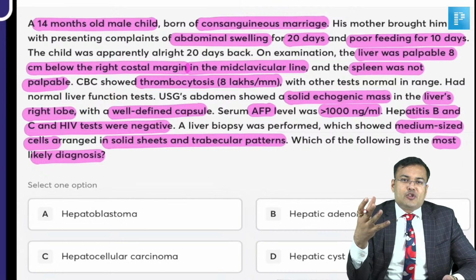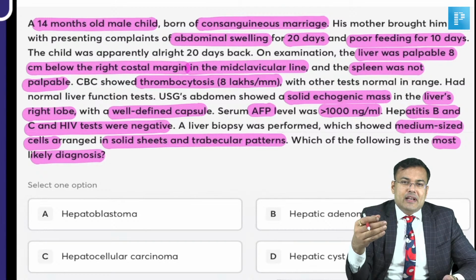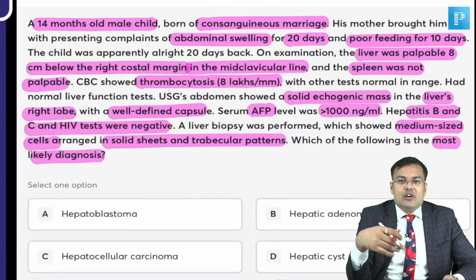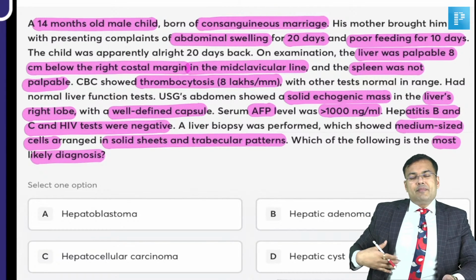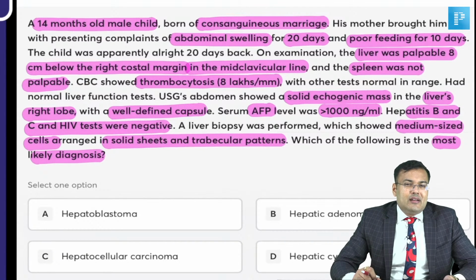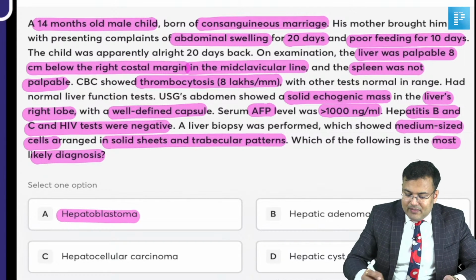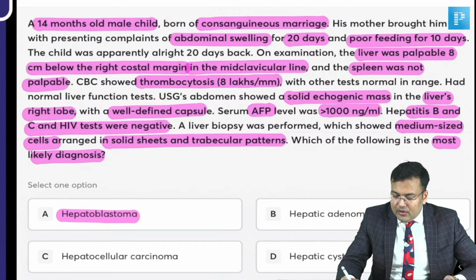And hepatoblastoma is associated with raised alpha fetoprotein. Clear? Diagnosed by biopsy. It is not associated with hepatitis B virus, hepatitis C virus, cirrhosis or metabolic disorders. So many clues. Most common presentation of hepatoblastoma is an asymptomatic intra-abdominal mass, and that is hepatomegaly. So guys, what is the correct answer? Hepatoblastoma. Let's rule out other options.